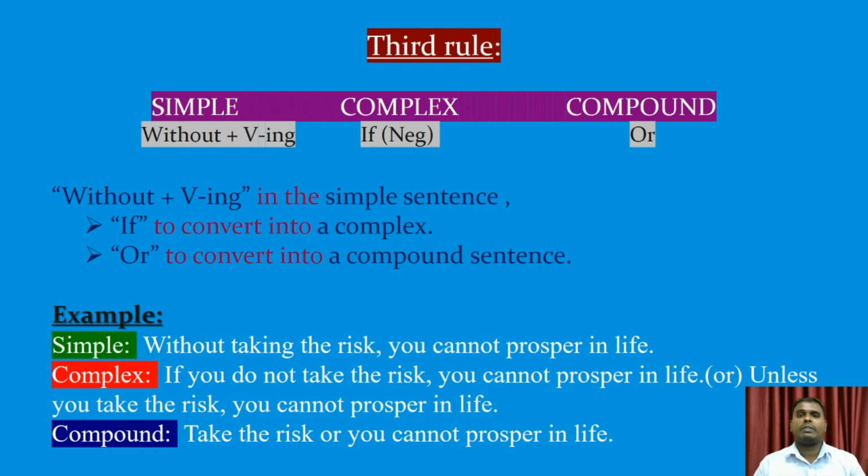This type of simple sentence can be converted into complex by using the subordinating conjunction if. If you do not take the risk, you cannot prosper in life. So here the if statement is in negative form. While using without plus present participle form in the simple sentence, we have to convert into complex by using an if statement in the negative form. Or else you can use another subordinating conjunction, that is unless. Unless you take the risk, you cannot prosper in life. Likewise, in the compound sentence, we use the coordinating conjunction or. So, take the risk or you cannot prosper in life.